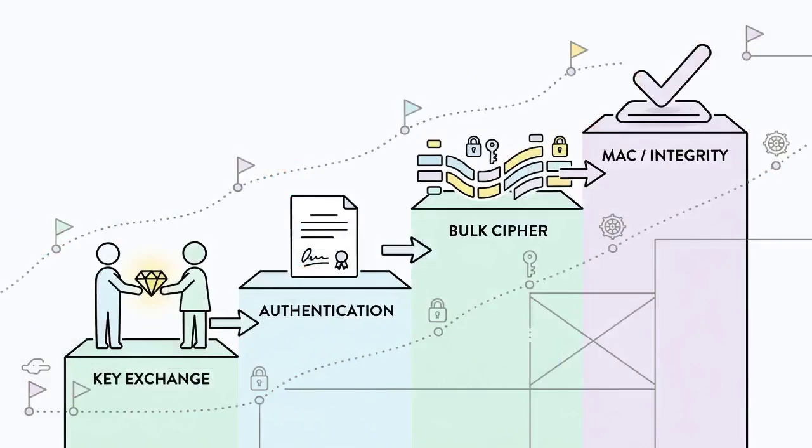The order is not arbitrary. It maps to the handshake itself. Key exchange first to establish a shared secret. Authentication second to prove identity. Bulk cipher third to protect the data. And the MAC last to guarantee integrity. Skip or scramble a step, and the whole protocol falls apart.